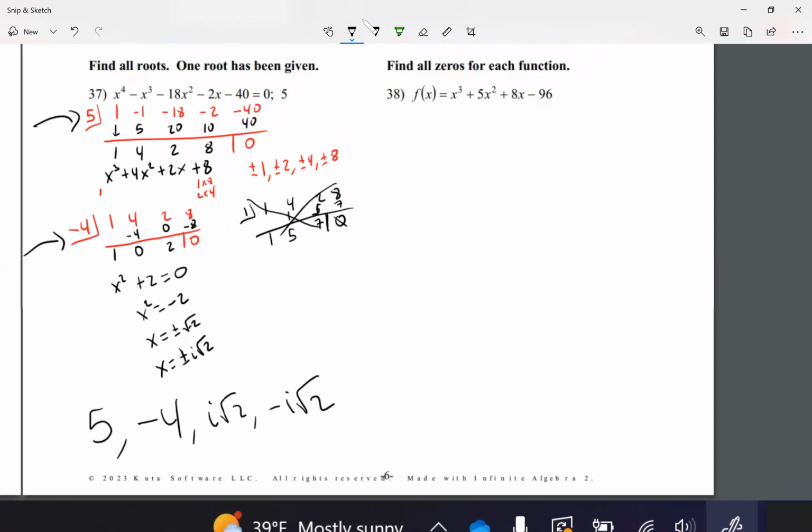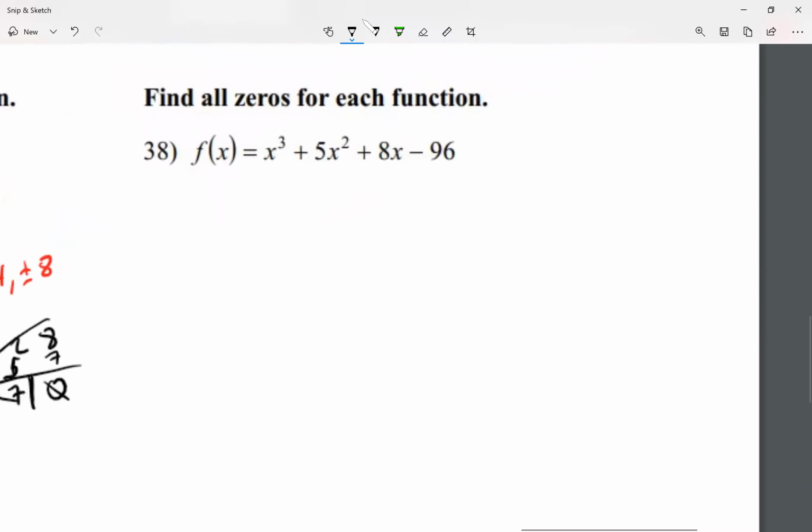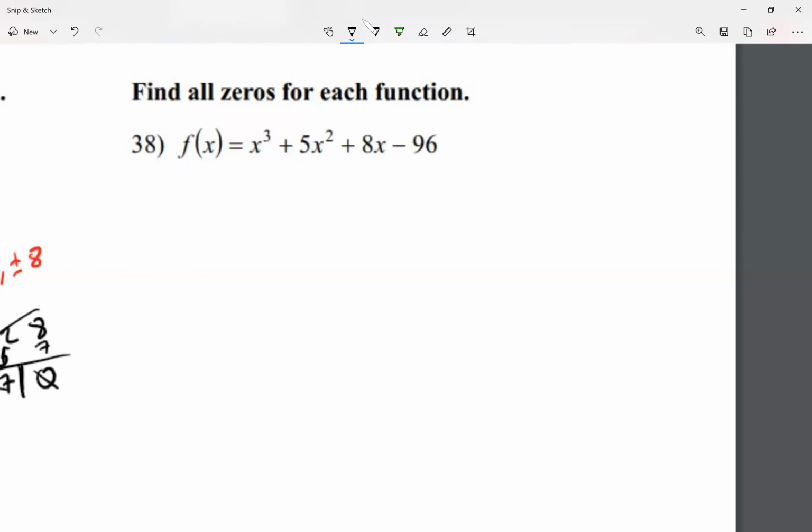Okay, now the last one, Descartes: find all zeros for each function. I'm just going to ask you to list the possible real zeros or the possible imaginary zeros. So I'm going to do f of x, and I'm just going to look at the signs, for x to the third, x to the second, x to the one, and then a negative 96. I was just looking at the signs, and I noticed that the signs change once. Okay, so it changed once.